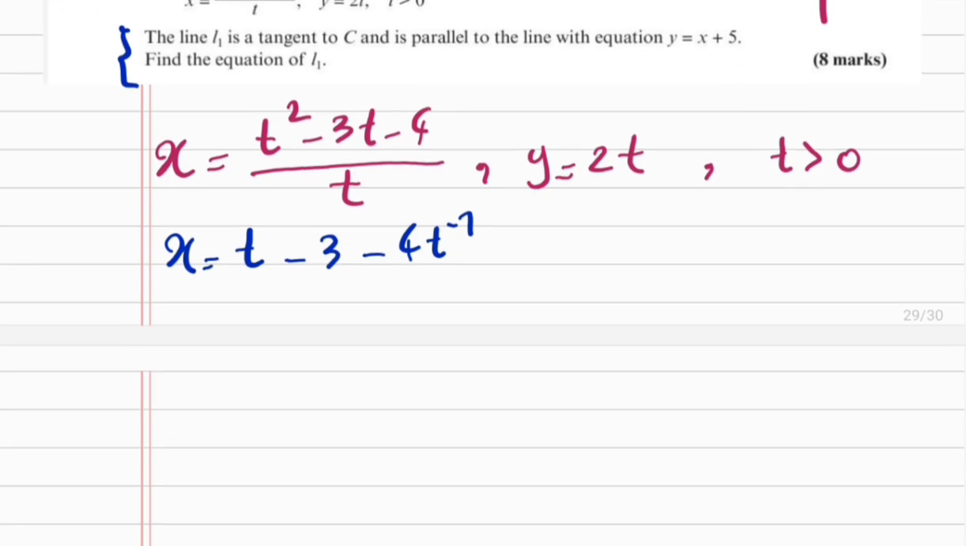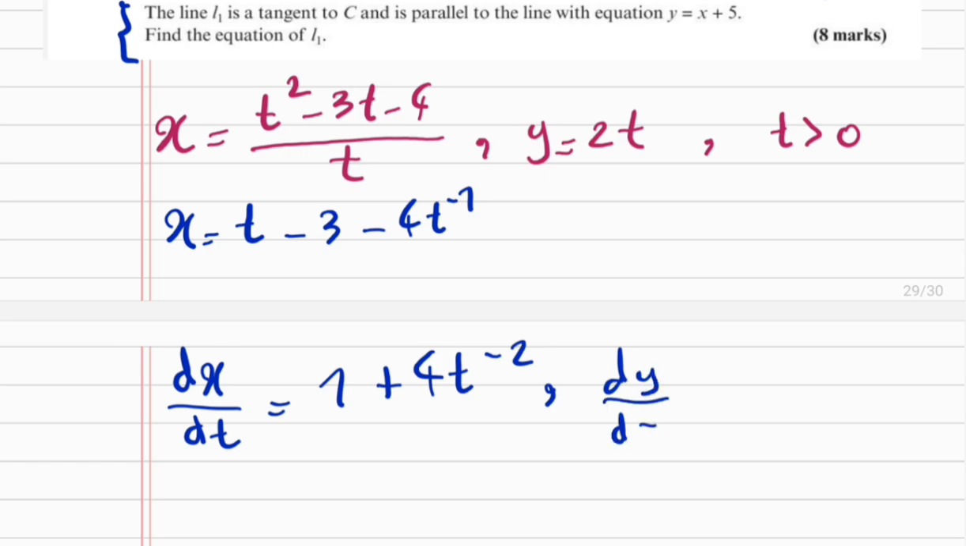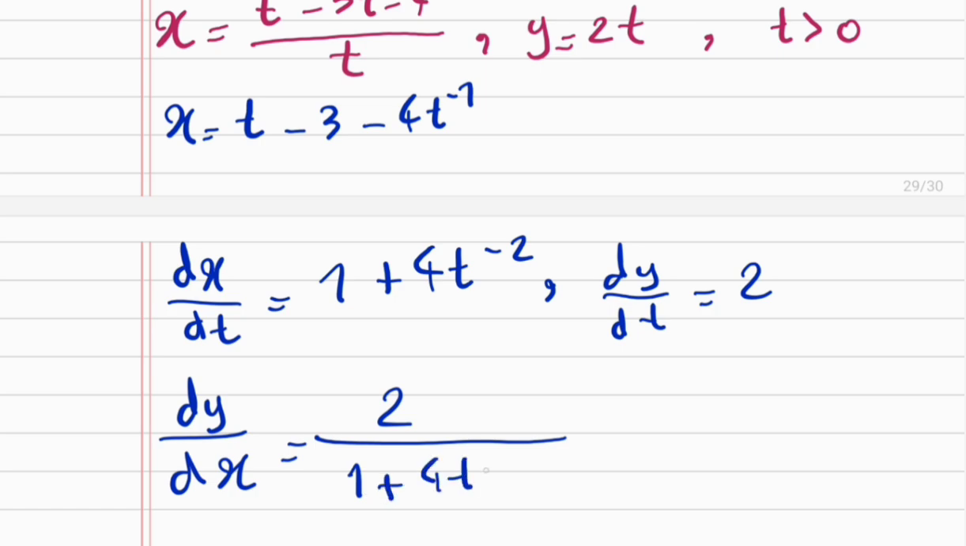And y doesn't change. So now dx/dt is equal to 1 plus 4t to the power of minus 2, and dy/dt is equal to 2. So now we can find dy/dx, which is dy/dt divided by dx/dt, which is 2 over 1 plus 4t to the power of minus 2.